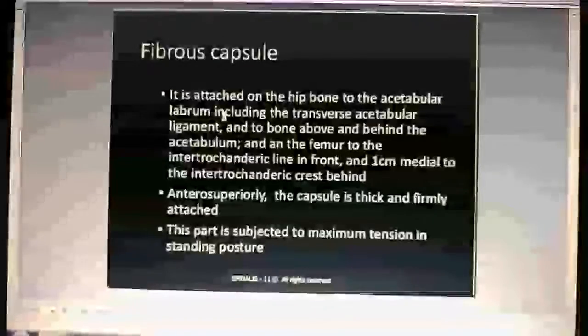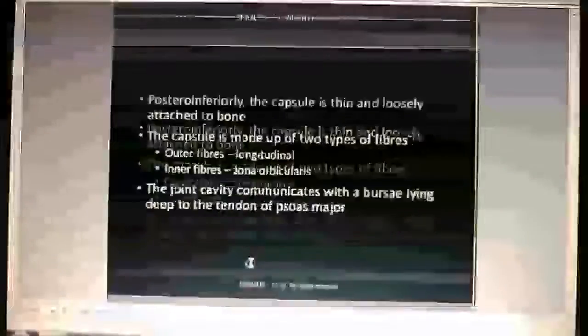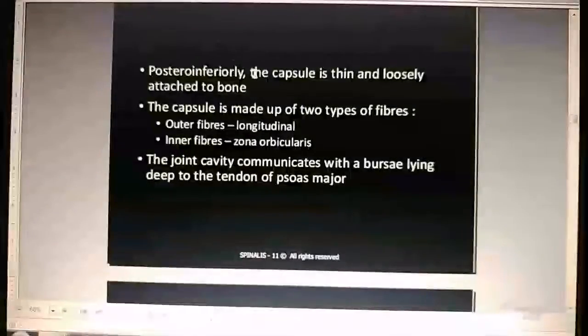Fibrous capsule: it is attached to the hip bone at the acetabular labrum, including the transverse acetabular ligament, and to the bone above and behind the acetabulum. On the femur, it is attached to the intertrochanteric line in front and one centimeter medial to the intertrochanteric crest behind. Anteriorly and superiorly, the capsule is thick and firmly attached. This part is subjected to the maximum tension in the standing position. Posteriorly and inferiorly, the capsule is thin and loosely attached to the bone.